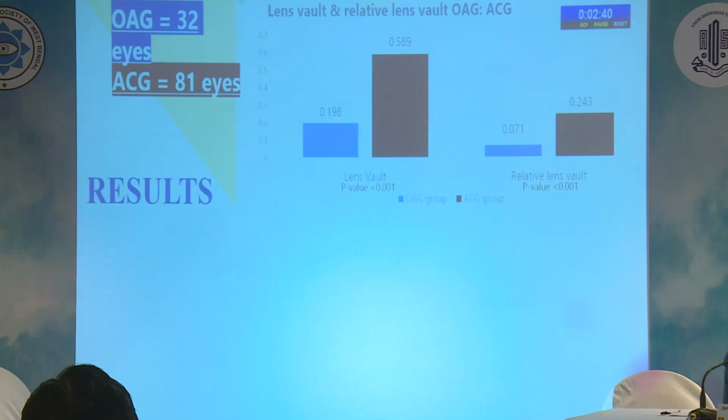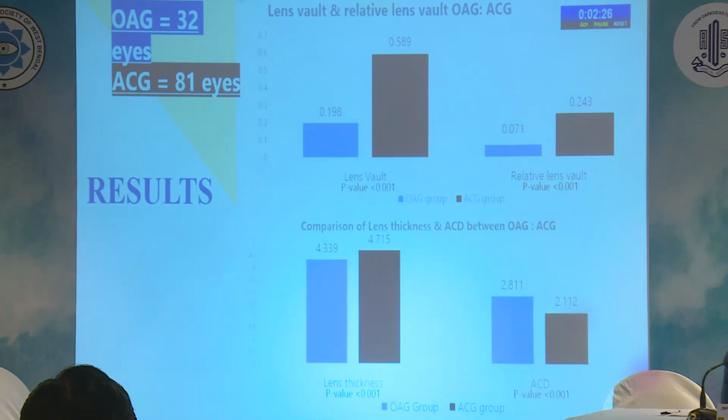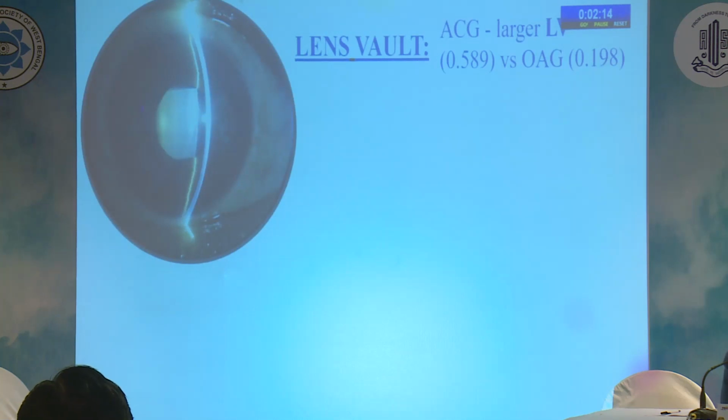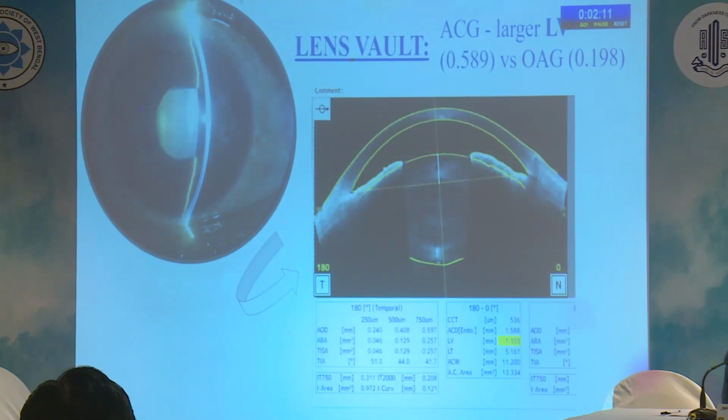So lens vault was found to be significantly higher, that is 0.59 in ACG as compared to only 0.2 in OAG. The relative lens vault was also found to be higher in ACG, that is 0.24, and lower in OAG, that is 0.07. ACG patients were found to have a very bulky lens, as evident by the lens thickness, which is more in ACG as compared to OAG, leading to a shallow anterior chamber depth in angle closure glaucoma. This is a slit lamp picture of a patient with a very high lens vault, that is 1.33. And corresponding to that, there is the ASOCT picture where we have highlighted the lens vault of 1.33.